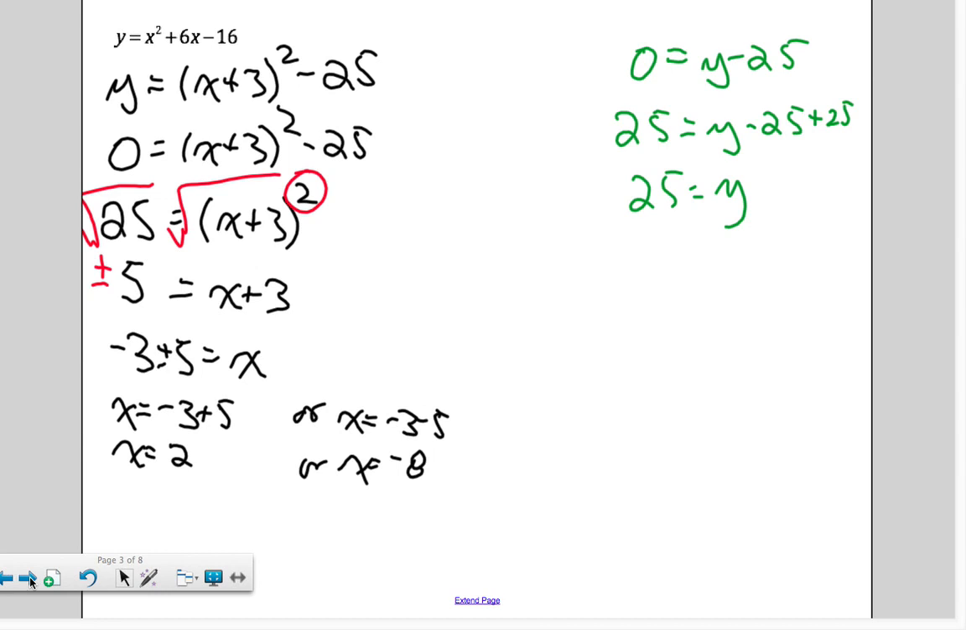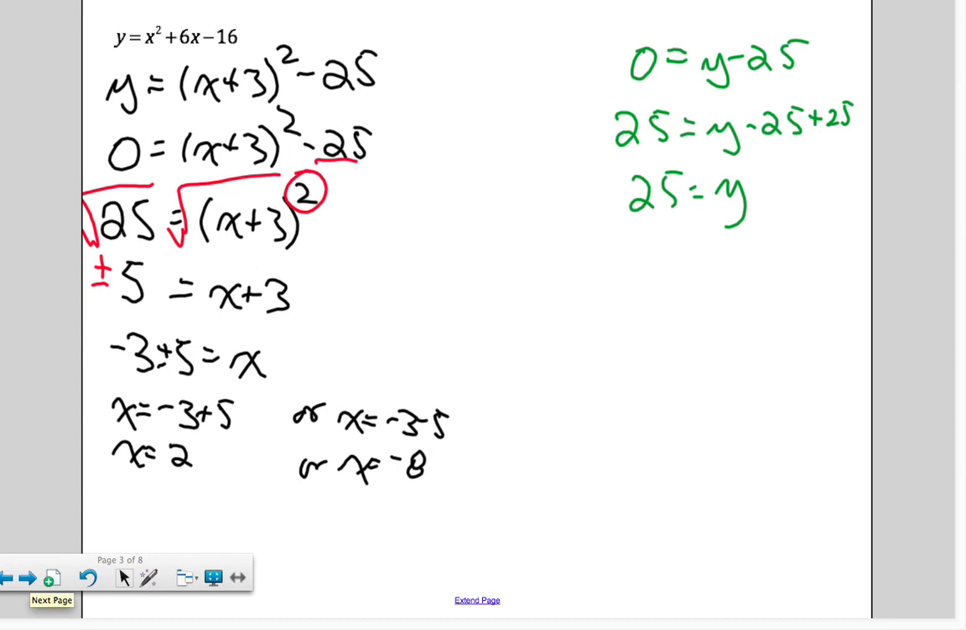Yes, Jordan? If the 25 wasn't a square, what would you do? We'll talk about that in a bit. By getting 25 on the left side, would you just take it out? Well, I added 25 to both sides. So when I added 25 to here, it got rid of it, but now I look at 25 on the other side.